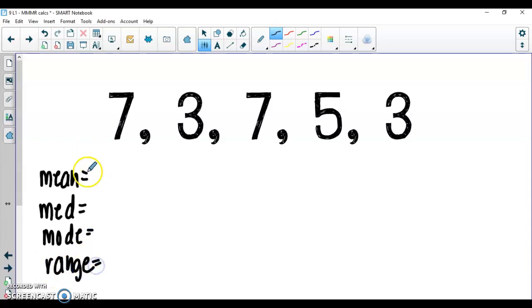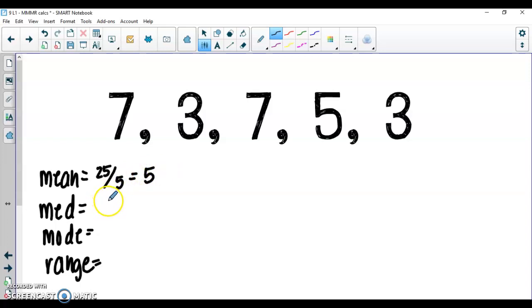So to find the mean, what we need to do is add all these numbers up. So 7 plus 3 is 10, plus another 7 is going to give me 17, plus 5 is 22, plus 3 more is 25. So we're going to write down 25, and we're going to divide by 1, 2, 3, 4, 5, because there's 5 numbers here. So the mean of this data set is 5.